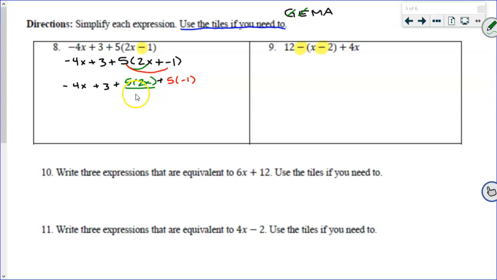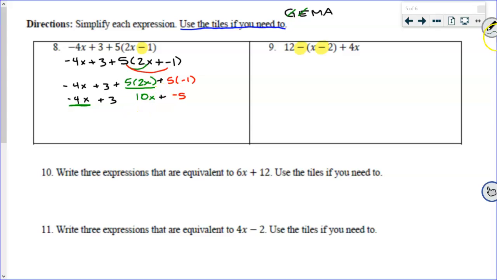What is it? 10x. 5 groups of 2 is 5 times 2, which is 10x. And 5 groups of negative 1 is negative 5. And again, bring down these other pieces that weren't used yet, because now we're ready to start combining those like terms. I have 4 negative x tiles here.